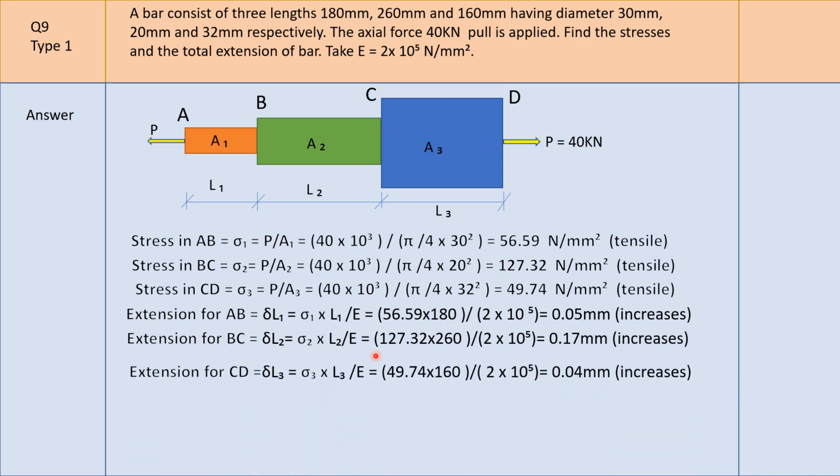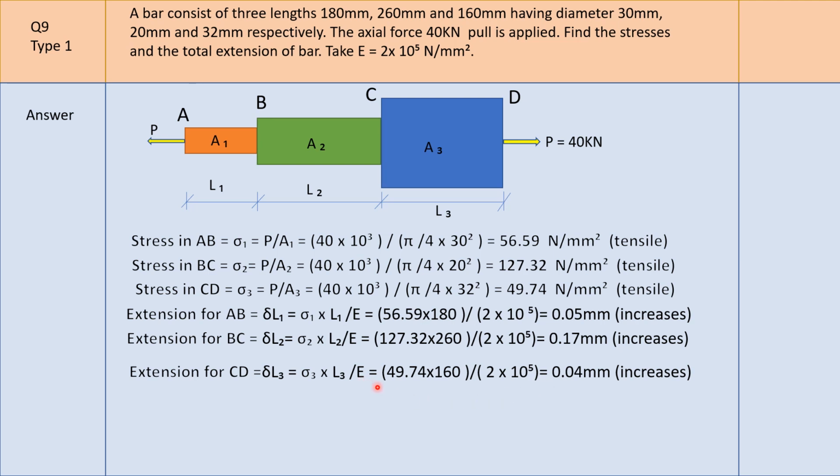Then let us calculate the extension for the CD, that is we will call it delta L3 is equal to sigma 3 into L3 divided by E. Now sigma 3 which we have calculated here, substitute it from here, 49.74 into the length, the third length which is given here, and that is 160, substitute 160, and E is 2 into 10 raised to 5.